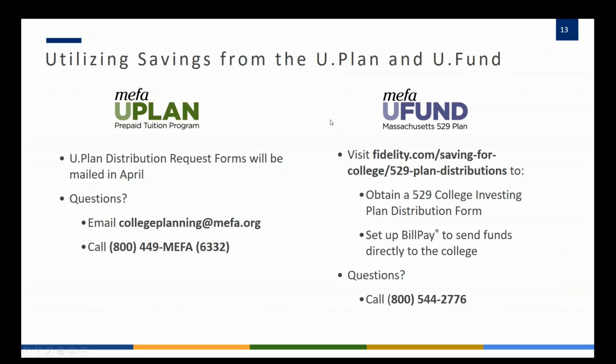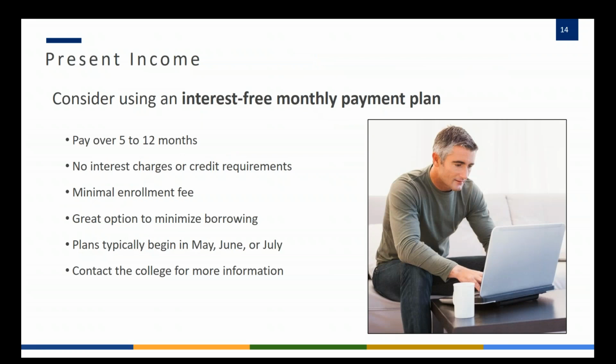Here's the information about the state savings plans here at MEFA, the U Plan and U Fund. They want to get in touch with us to talk about how to utilize those resources. Then we can look at present income, which is typically going to be in the form of just writing a check out of their checking account, or maybe even using an interest-free budget plan or interest-free monthly payment plan.